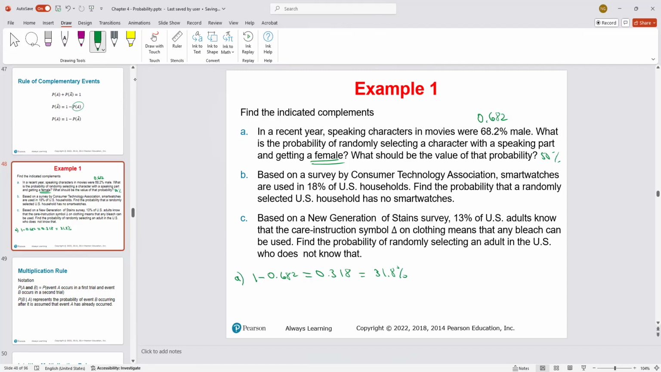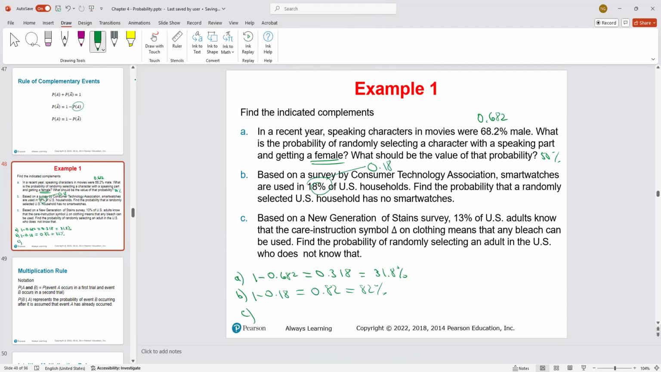Based on a survey by the Consumer Technology Association, smartwatches are used in 18% of households. So, what's the probability that a randomly selected US household has no smartwatches? Remember, 18% is like 0.18. So if you do 1 minus 0.18, what do you have left? 0.82, that you can write as 82%.